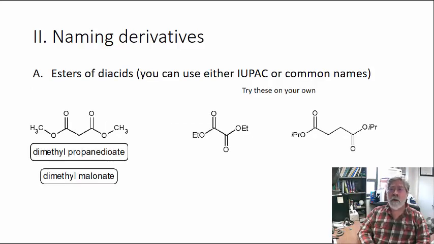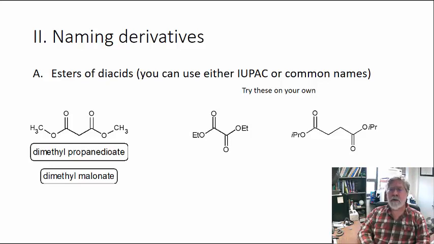Recall that carboxylic acids sometimes have 2 acid functional groups, and so if there's an ester of a diacid, the pattern has not changed. It's still the same. You can use either IUPAC or common names. In this case, I don't care. In fact, the common names of the shorter chain diacids are actually quite a bit more common. And you should know them, or at least know where to find them if you need to.